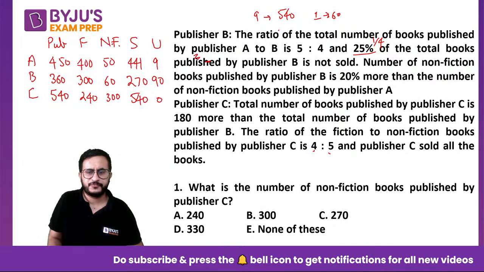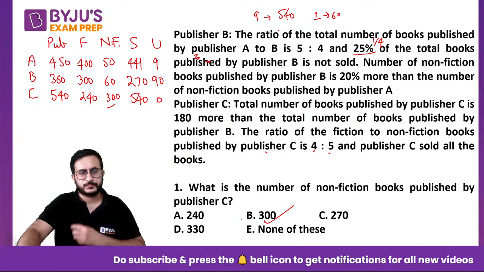What is the number of non-fiction books published by publisher C? So non-fiction by C is 300, which is option B.